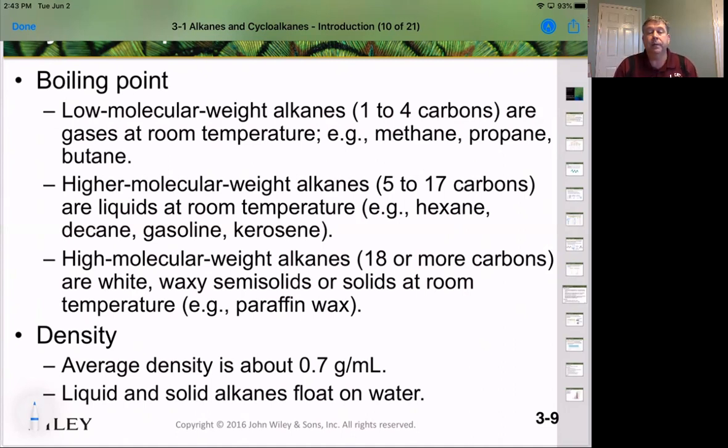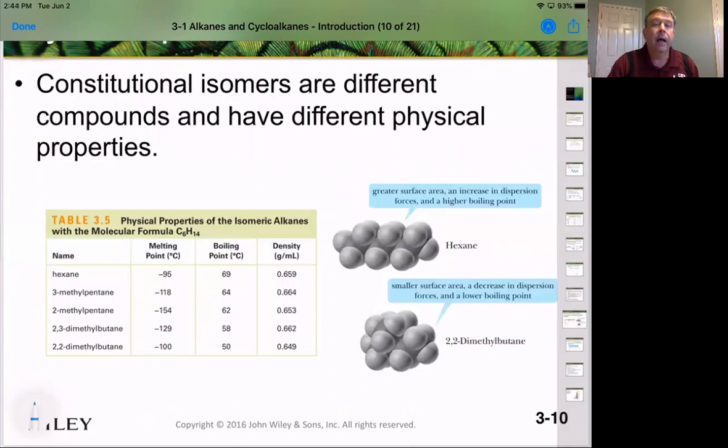Now, even though these can have different constitutional isomers, the density of these materials is approximately 0.7 grams per milliliter, which means both liquid and solid alkanes float on water. That lower density comes from the tetrahedral shape, with the hydrogens pointing outward and the carbons in the middle. That gives it a lot of volume and therefore a low density. So we talked about different constitutional isomers, and the basis of their properties is the number of carbons there are.